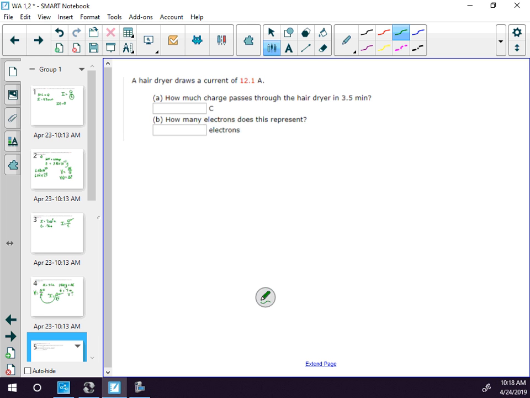Okay, I think that pretty much takes us to electricity number 2. Hairdryer current of 12.1 amps. How much charge? So for question A, I'm looking for coulombs of charge passing through the hairdryer in 3.5 minutes. You have to change that to seconds.